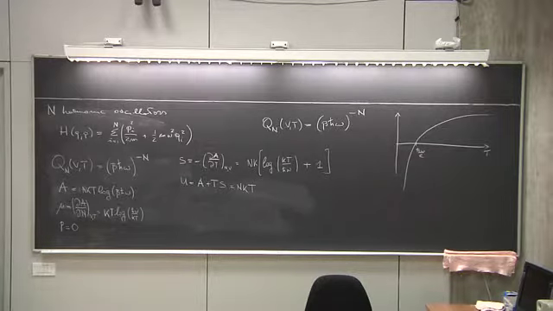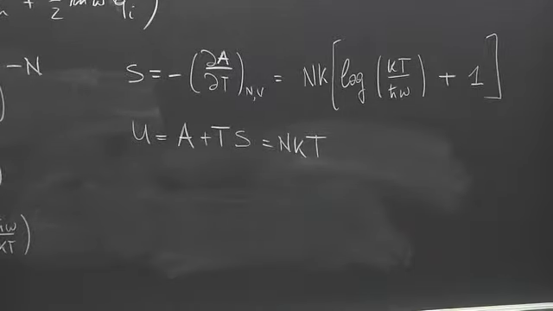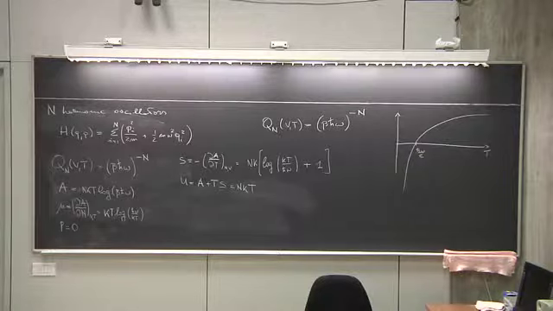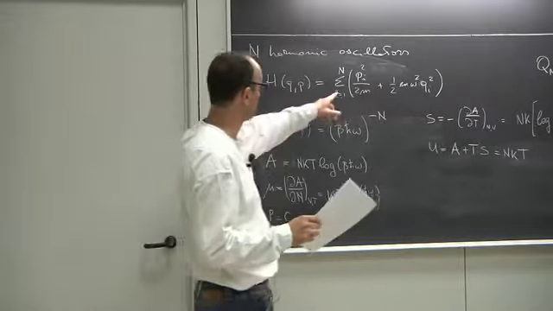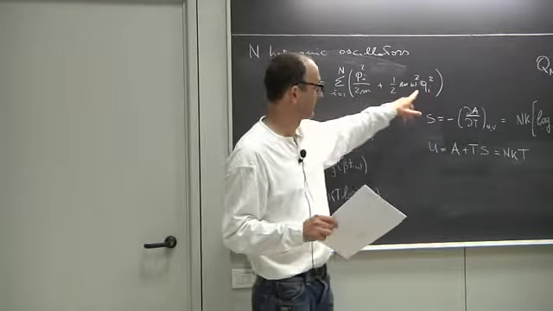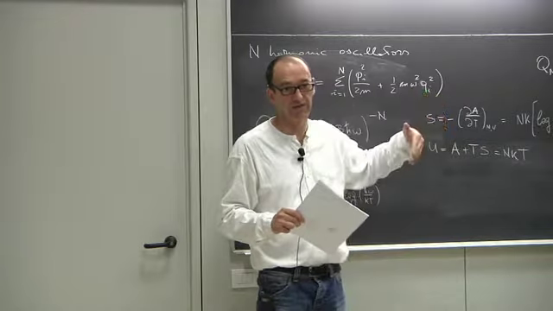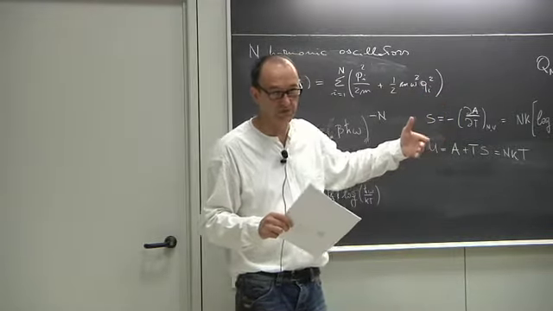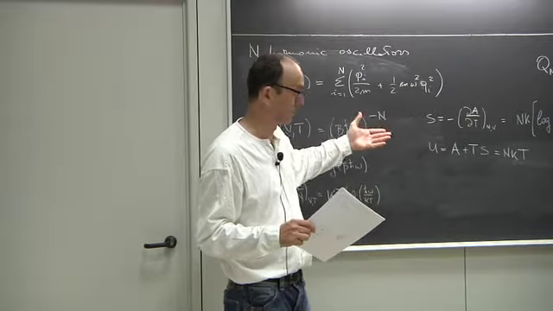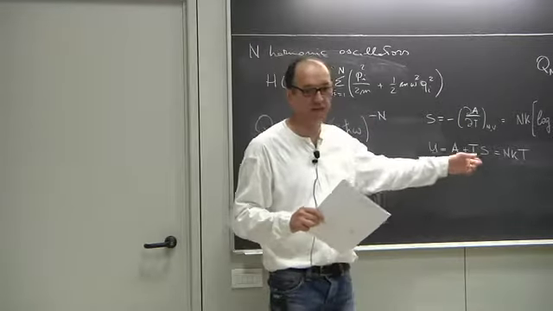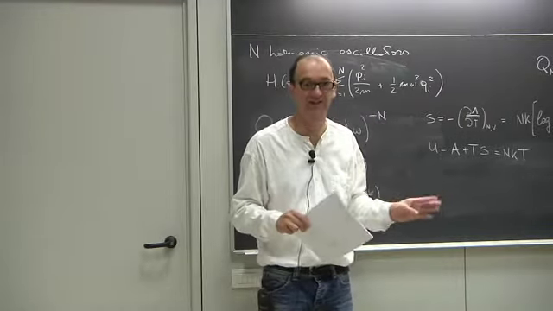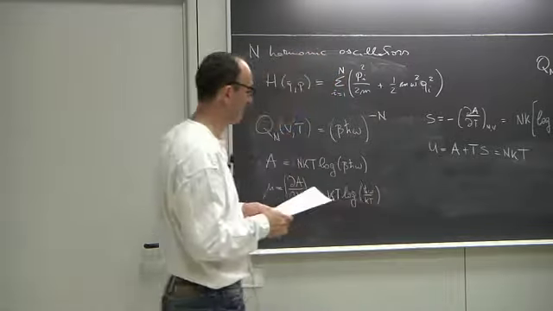And this is reassuring, because this is the equipartition theorem. We have 2n degrees of freedom, which are the p's and the q's. Each of them contributes kT over 2 to the Hamiltonian, so to the energy. So the total energy should be nkT, and it's okay.